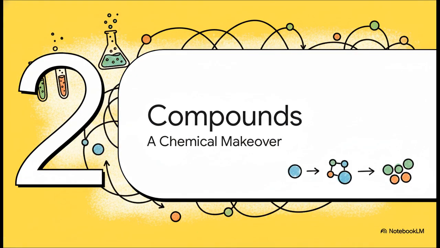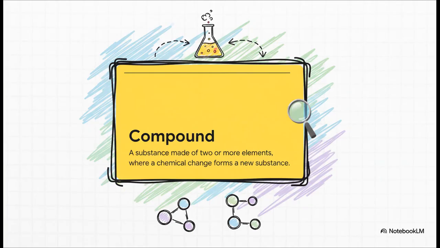Right, so this first way is all about that transformation. It's where these basic ingredients, what we call elements, get together and combine in such an intense way that they're basically reborn as something totally different. And that, my friends, is the world of compounds. So here's the official definition. A compound is a substance made of two or more elements that are joined together by a chemical change.